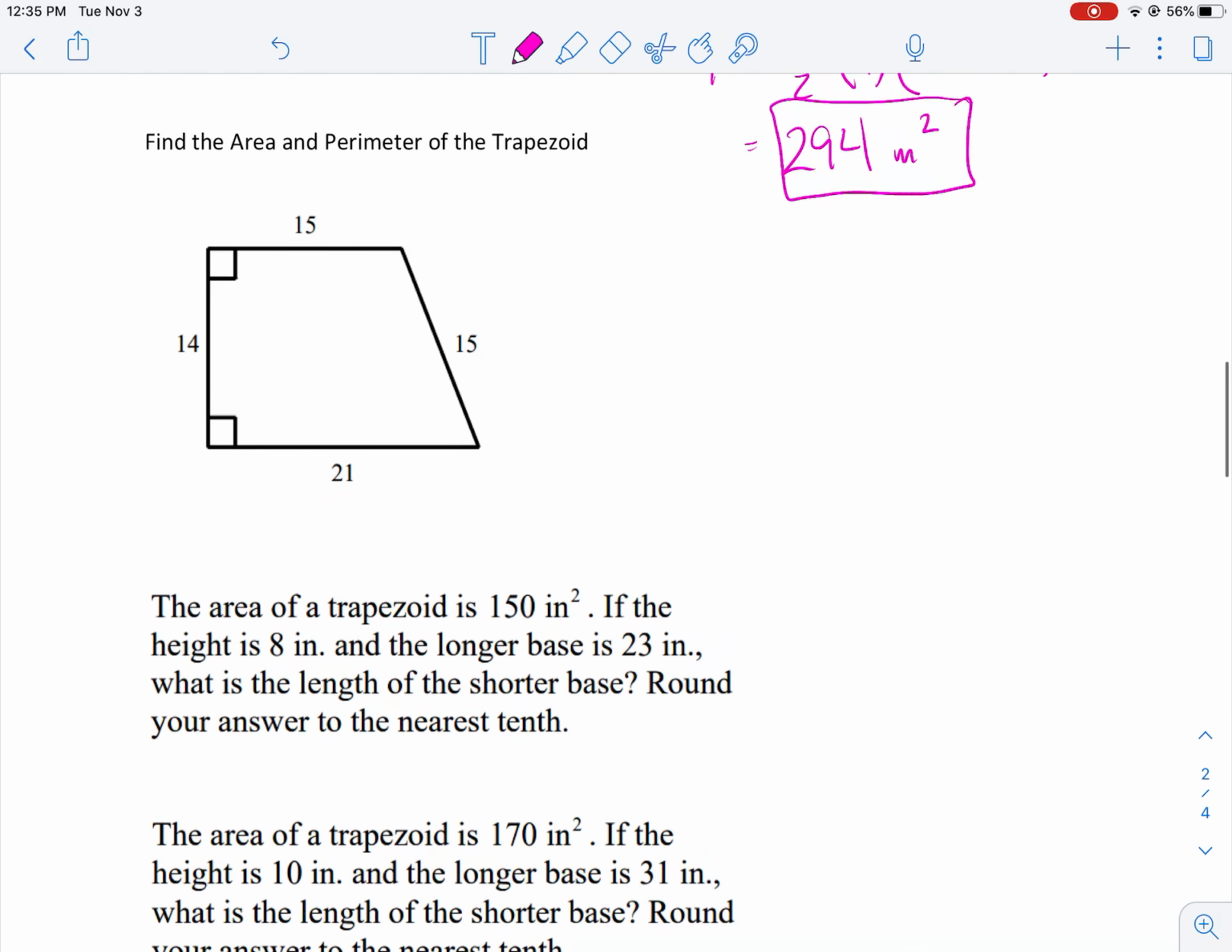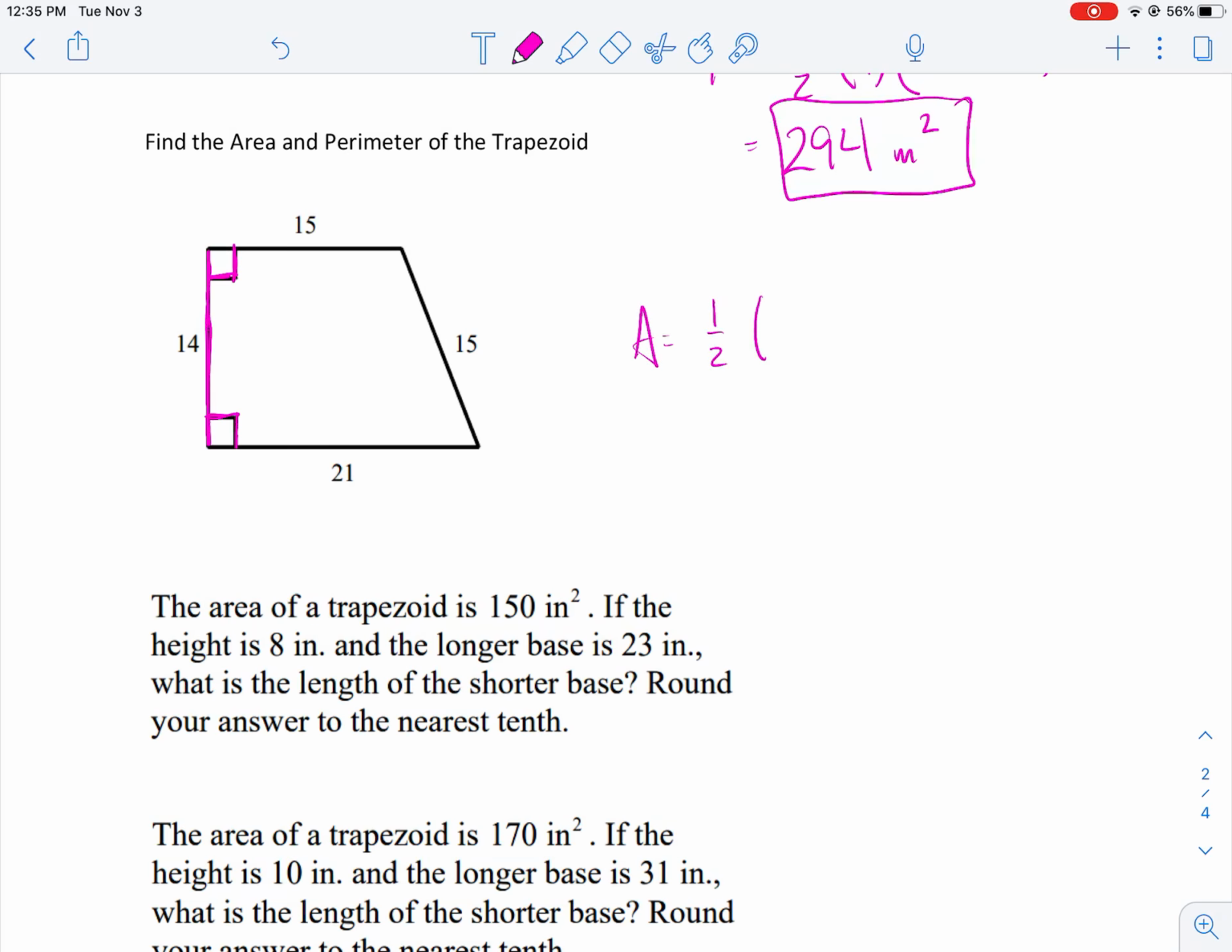Find the area and perimeter of a trapezoid. All right, so our height in this case, like I was talking about earlier, actually is this one side right here. As you can see, it creates a 90-degree angle on either side, so that lets us know that this is the height, that perpendicular line between the two bases. So our height is 14.